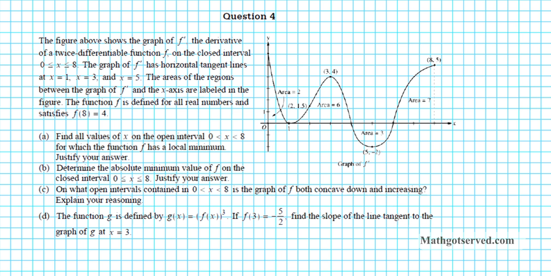All right, let's take a look at question 4. It says the figure above shows the graph of f prime, the derivative of a twice differentiable function f on a closed interval, 0 ≤ x ≤ 8. The graph of f prime has horizontal tangent lines at x equals 1, x equals 3, and x equals 5. The areas of the regions between the graph of f prime and the x-axis are labeled in the figure. The function is defined for all real numbers and satisfies f of 8 equals 4.